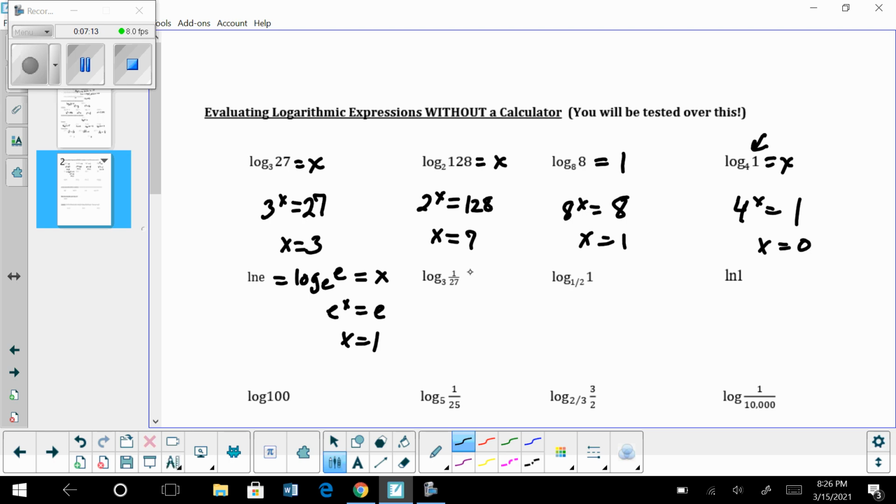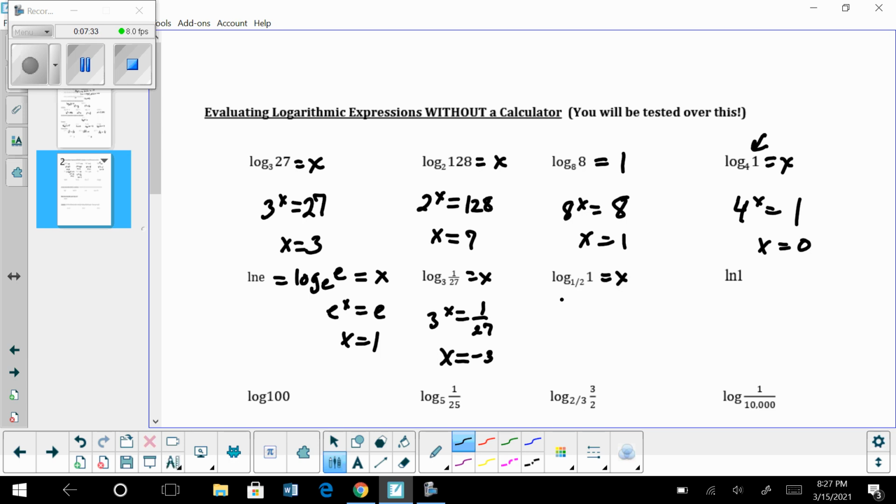This would be 3 to the x power equals 1/27. Anytime you have a whole number on one side and a fraction on the other, you know the exponent's going to be negative, because that's how you switch from whole numbers to fractions. And then you just have to think 3 raised to what power is 27?